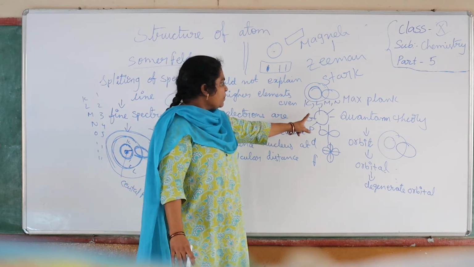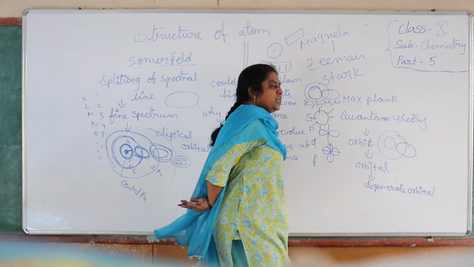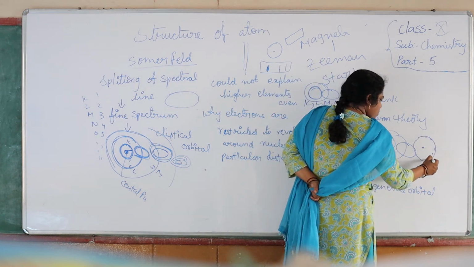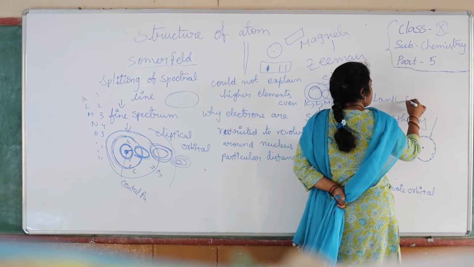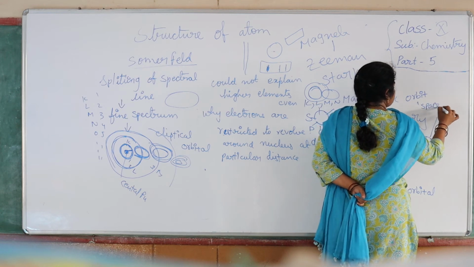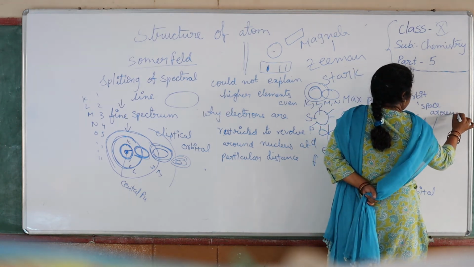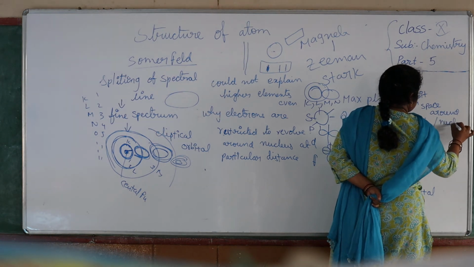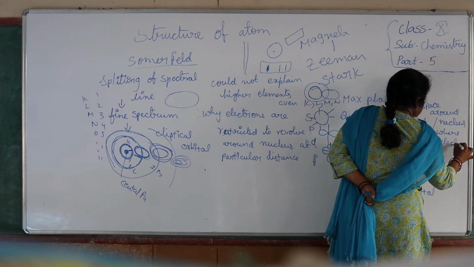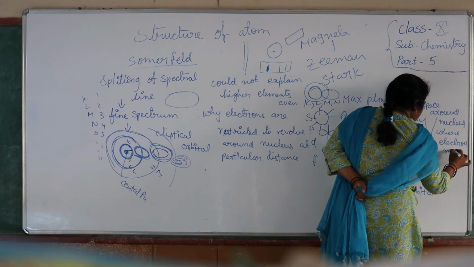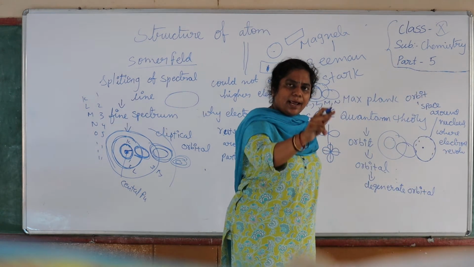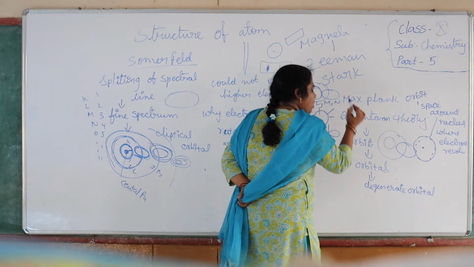Then I told you about the orbit. What is an orbit? That is the space around the nucleus where electrons revolve. What is an orbit? Orbit is the space around the nucleus where electrons revolve. The space around the nucleus where electrons revolve is called an orbit.